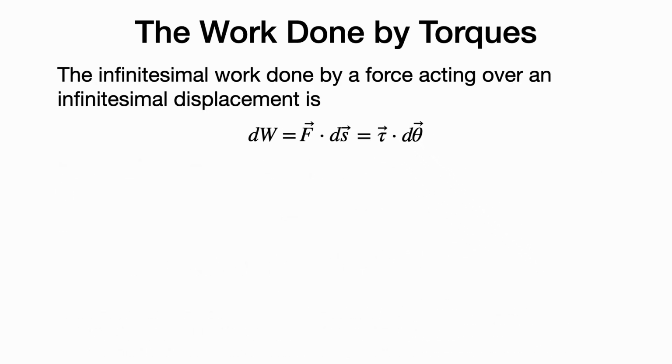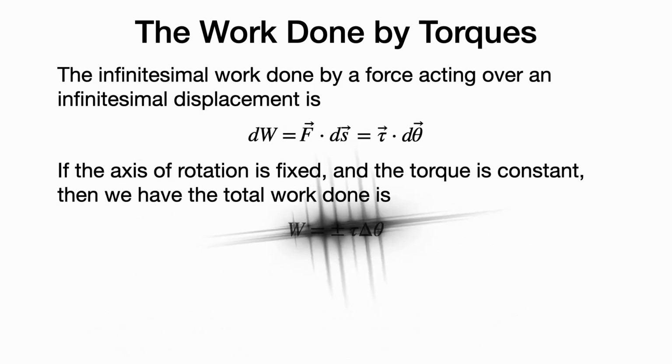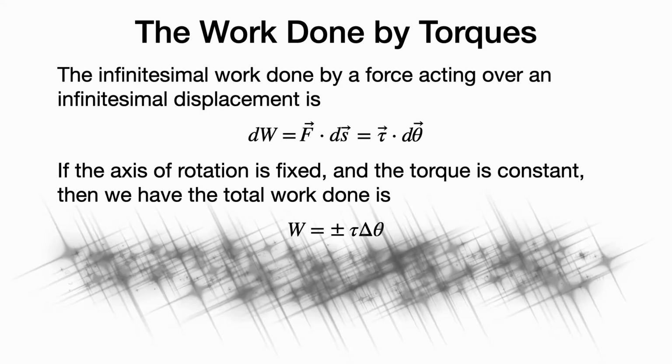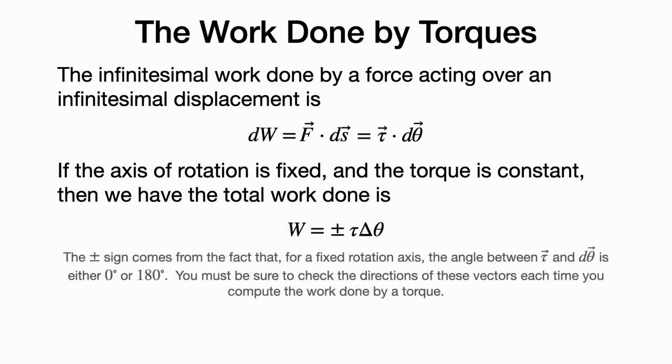If the axis of rotation is fixed and the torque is constant, then we have the total work is equal to plus or minus the magnitude of the torque times the total angular displacement. The plus or minus sign comes from the fact that for a fixed rotation axis, the angle between the torque and d theta is either 0 degrees or 180 degrees.